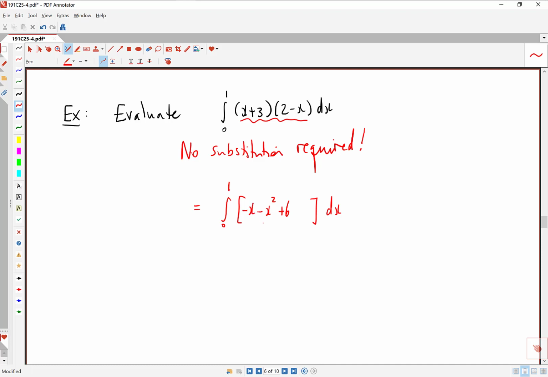So minus x squared plus 6 is our new integrand. And we can integrate that no problem. So let's find an antiderivative.